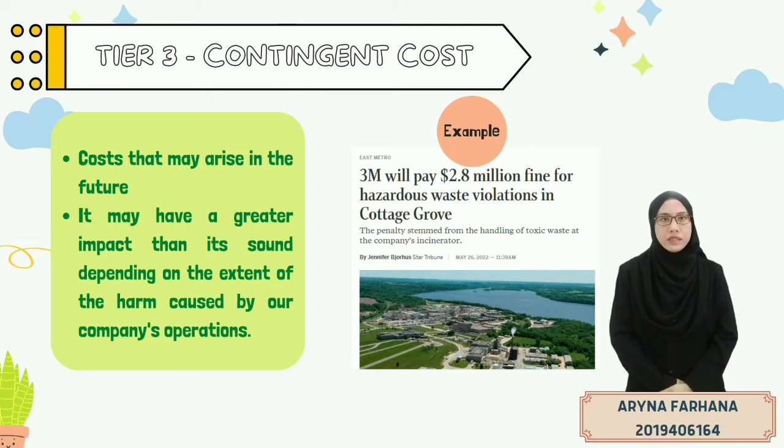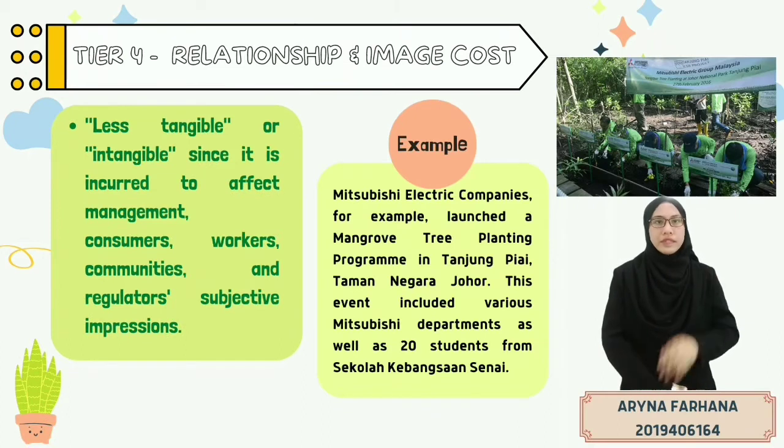on May 26, 2022. The fourth tier is relationship and image cost, which is an environmental cost that is regarded as less tangible or intangible since it is incurred to affect management, consumers, workers, communities, and regulators' subjective impressions. Mitsubishi Electric Companies, for example, launched a mangrove tree planting program in Tanjung Piai, Taman Negara, Johor. This event included various Mitsubishi departments as well as 20 students from Sekolah Kebangsaan Senai.